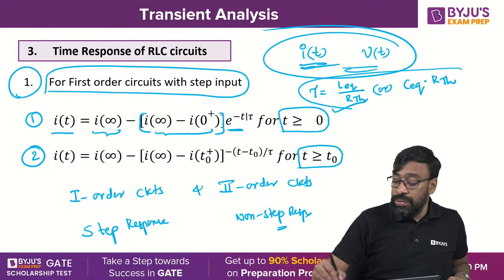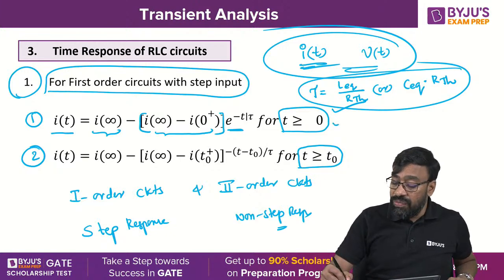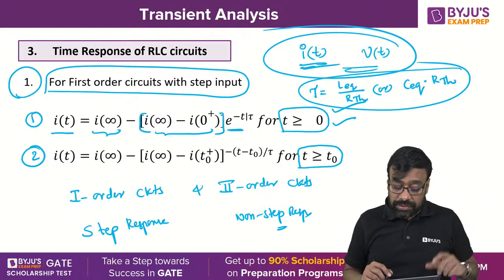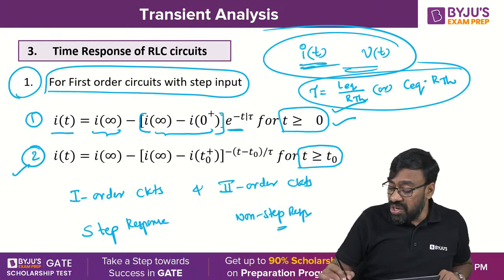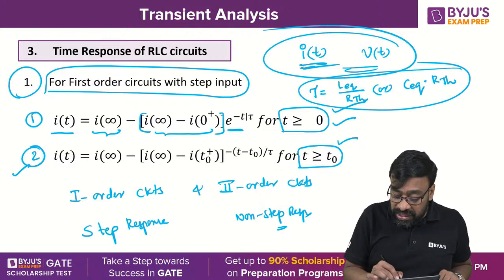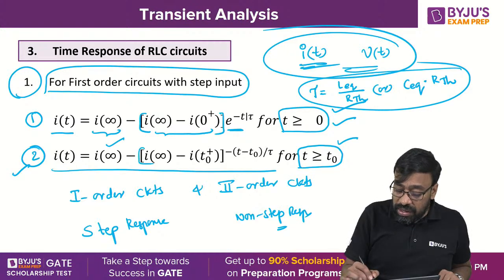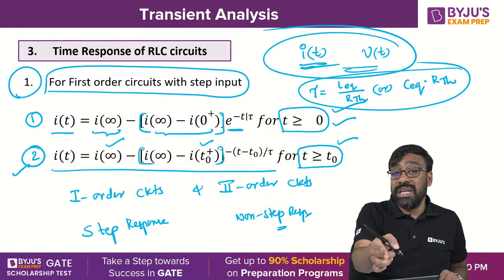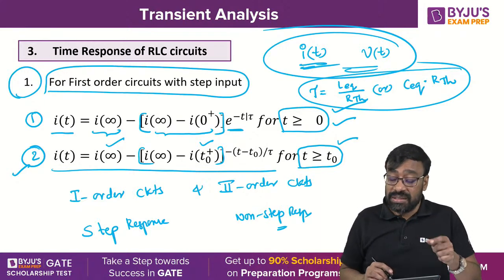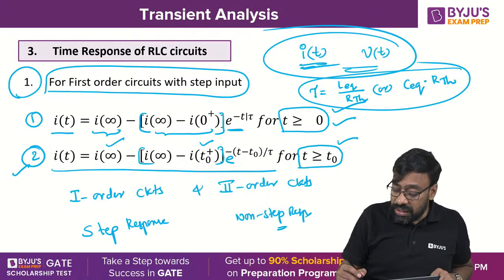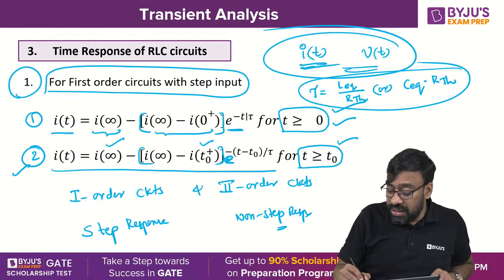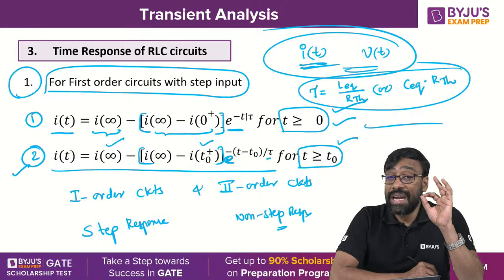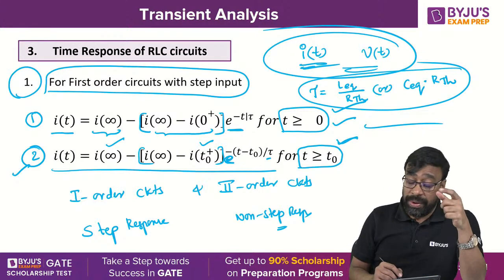But whenever you determine this tau value, remember you must find the tau for t greater than 0. That means RTH and L equivalent, C equivalent must be calculated after the switching operation, not before the switching operation. Second formula. When the switching operation is taking place at t equal to t naught, then i of t is equal to i of infinity minus i of t naught plus, because the switching operation is taking place at t naught, then immediately after the switching operation takes place, t naught plus, into e power minus t minus t naught by tau. Again tau is nothing but L equivalent by RTH or C equivalent into RTH, and those values must be calculated after t naught, after the switching operation.